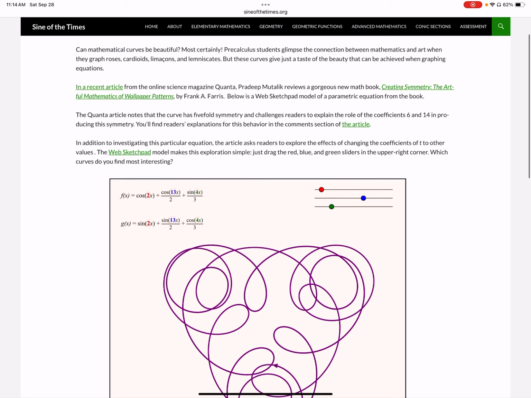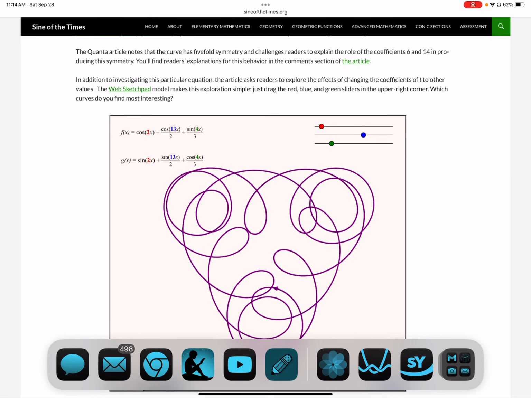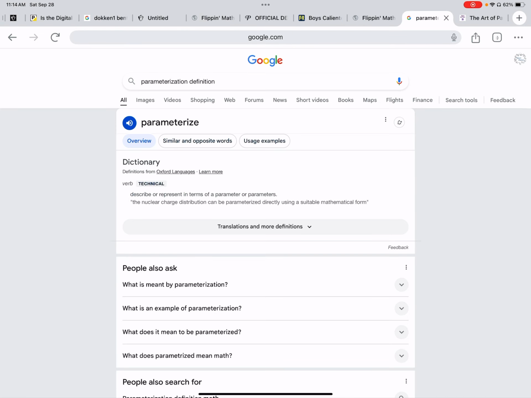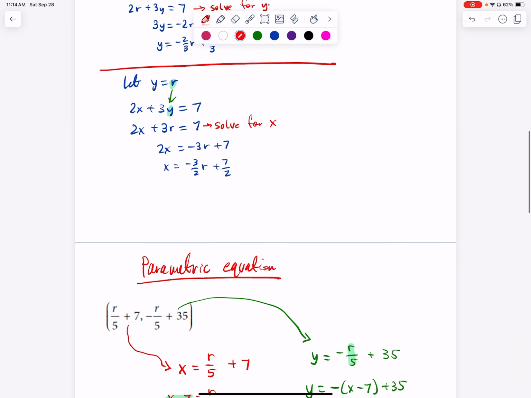All right, so that should draw to a close all this parametric. Wait, let me see this word again. Actually, let's have the internet say it again. Parameterize. Yeah, exactly. Of a couple of linear equations on the SAT.